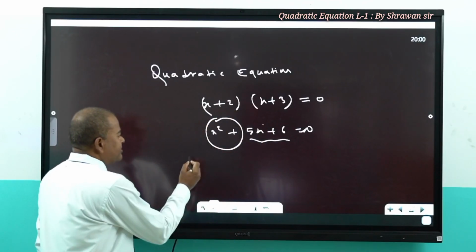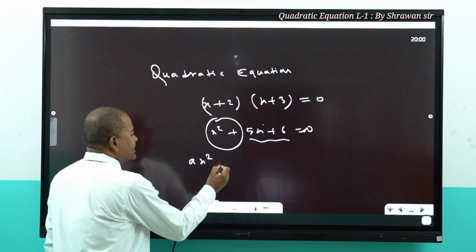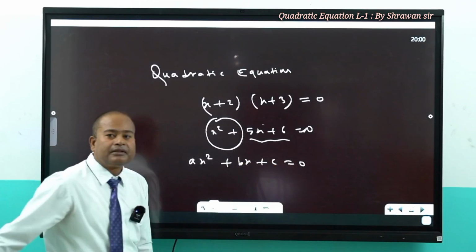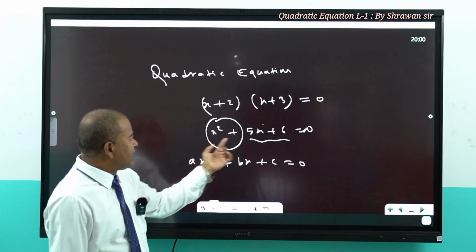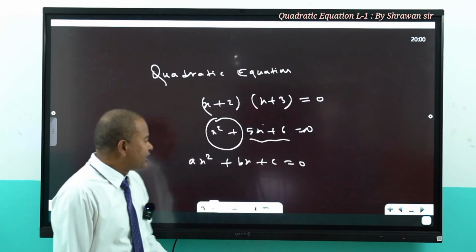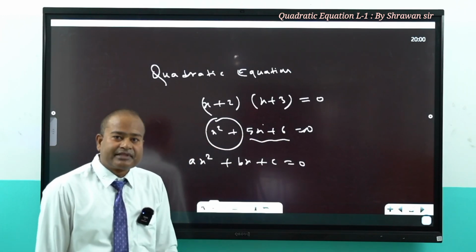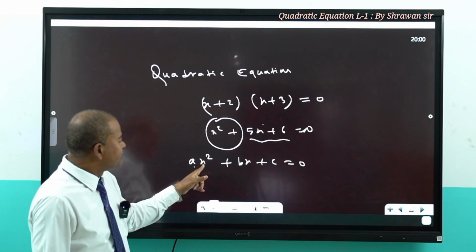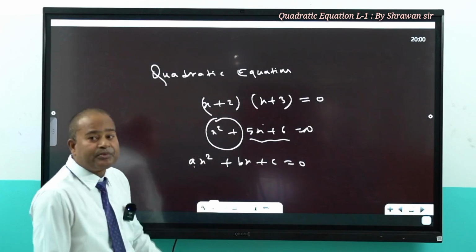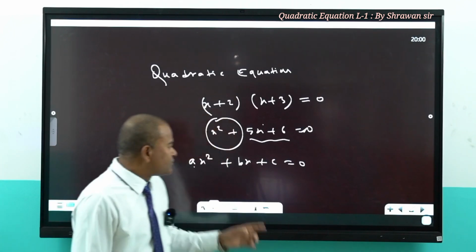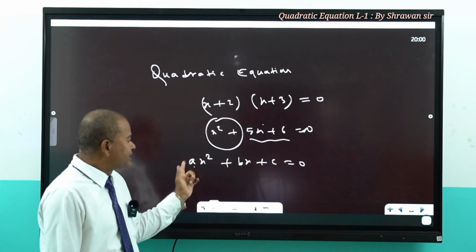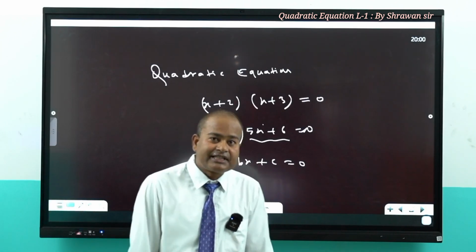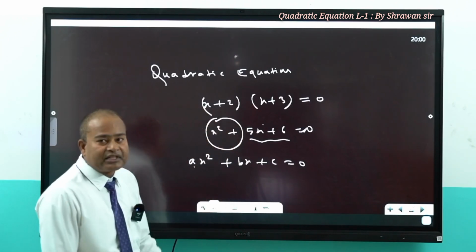An equation which can be expressed in the form of ax square plus bx plus c is equal to 0. Exactly, we have got x square plus 5x plus 6 is 0 in the form of ax square plus bx plus c is equal to 0. Here a is the numerical coefficient, the coefficient of x square. X square is known as the literal coefficient and a is known as the numerical coefficient.